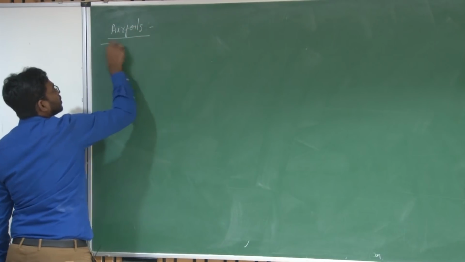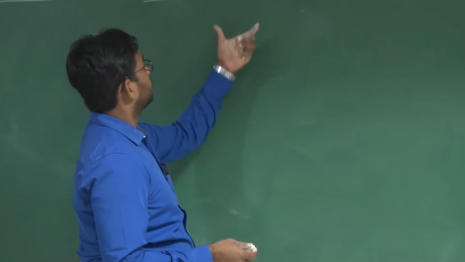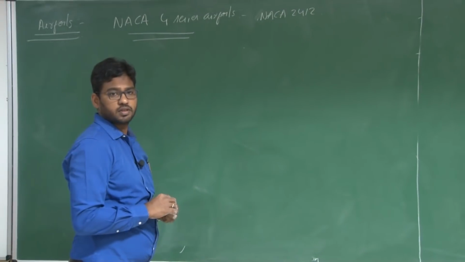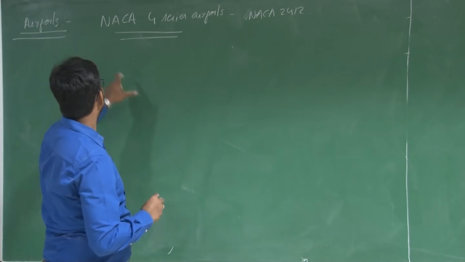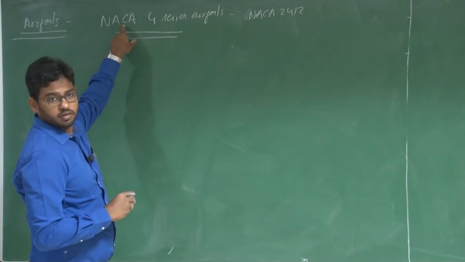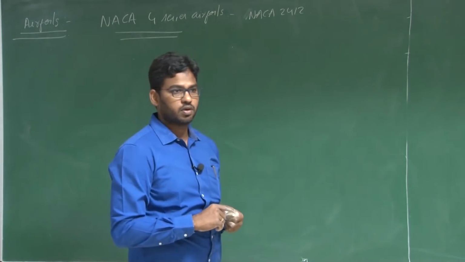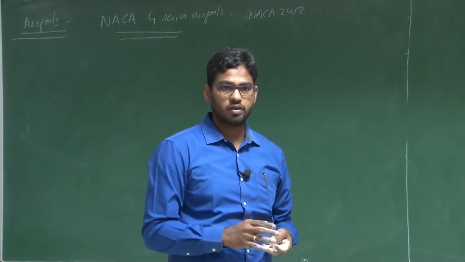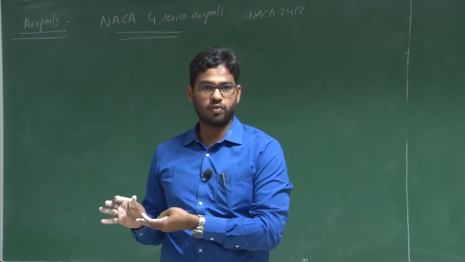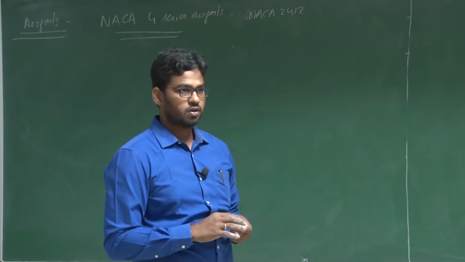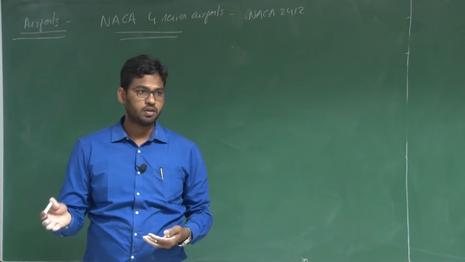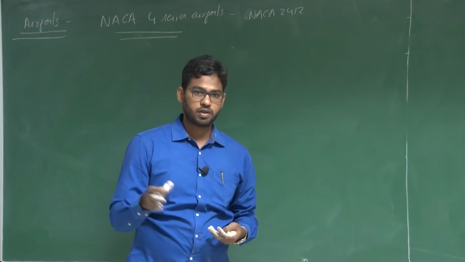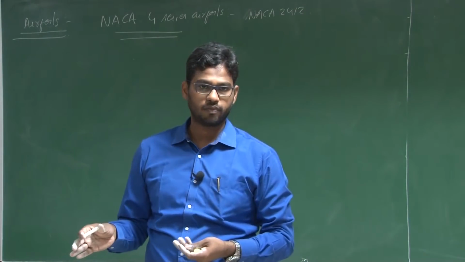We'll again get back to the drag polar. Meanwhile, let us look at various aerofoil series for which experimental data is available. NACA, the National Advisory Committee for Aeronautics, developed various series of aerofoils and tested them for different Reynolds numbers. So the data for CL variation with angle of attack, CD variation with angle of attack, as well as the pitching moment coefficient variation with angle of attack is available.